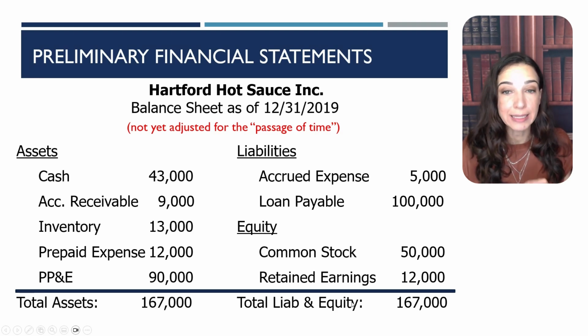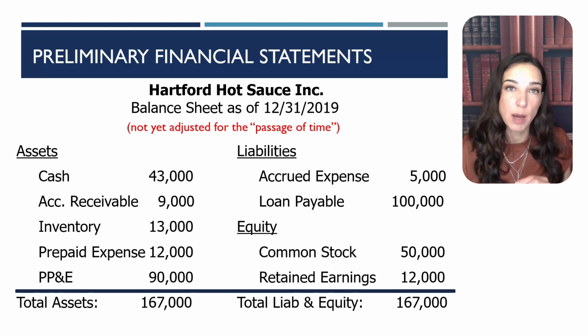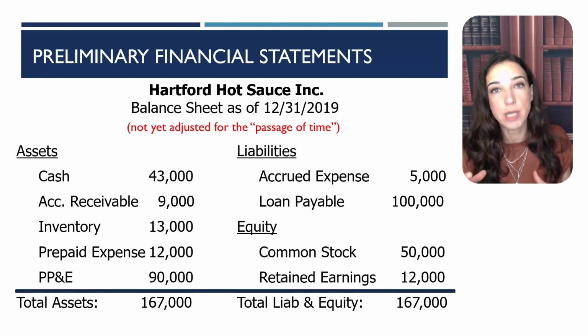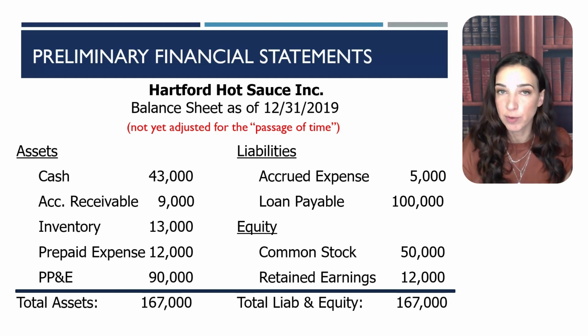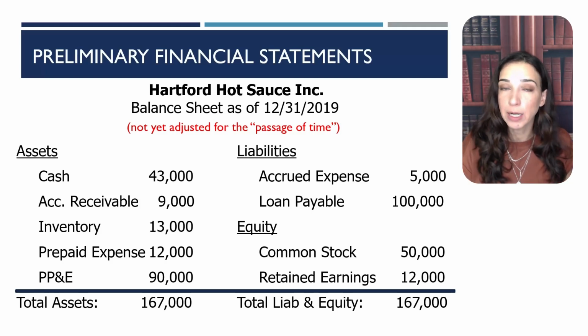Now, I want to highlight that these are not the financial statements that are yet ready to see the light of day. So these are the financial statements that reflected all of the transactions that we have covered. But before this company is able to generate their final financial statements, they need to adjust for the passage of time. So there's other things that happened during the quarter that were a little bit more subtle, but also need to be included in the financial statements before we're ready to finish our quarter. And that's what we're going to cover in the next two videos.